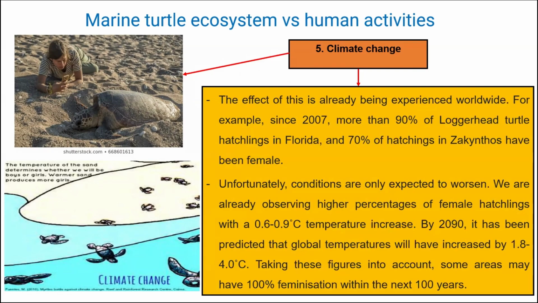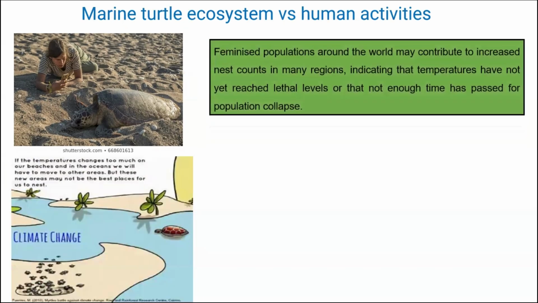Unfortunately, conditions are only expected to be worse. We are already observing higher percentages of female hatchlings with this temperature raised. But after 70 or 75 years, from 2019, it has been predicted that the global temperatures will have increased by 1.8 to 4 degrees Celsius. And taking these figures into account, some areas may have 100% feminization of the population within the next 100 years, let's say. But this is only the black side of the medal, let's say.